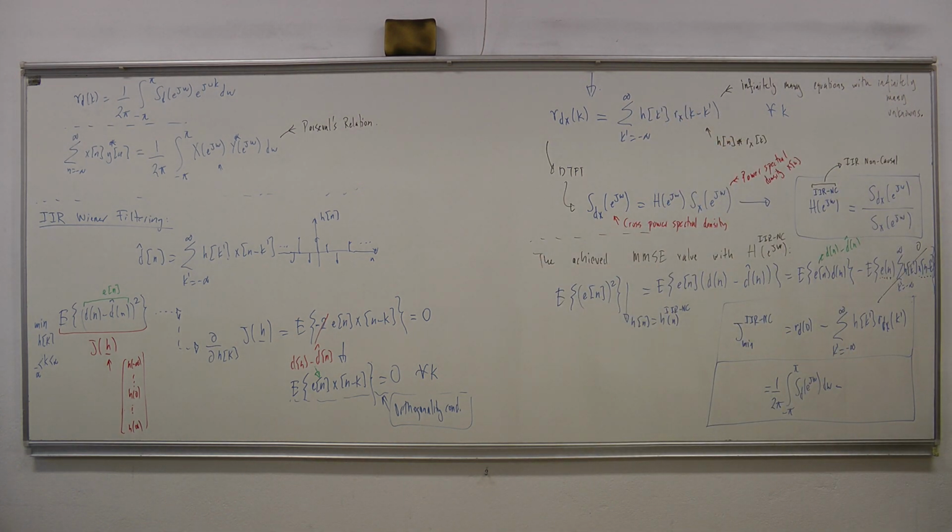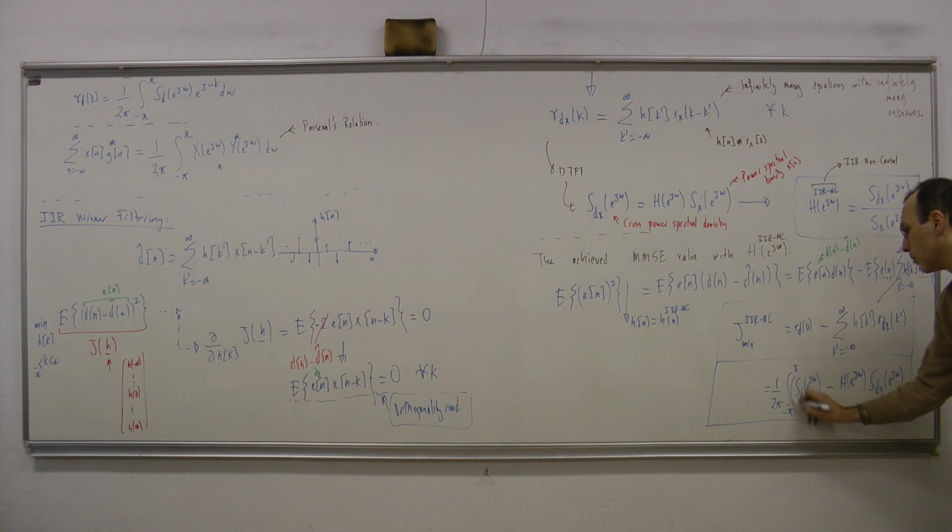So about this one, we can write this one as, let me then move this over here, minus, not p, sorry, this is S dx e to the j omega d omega.